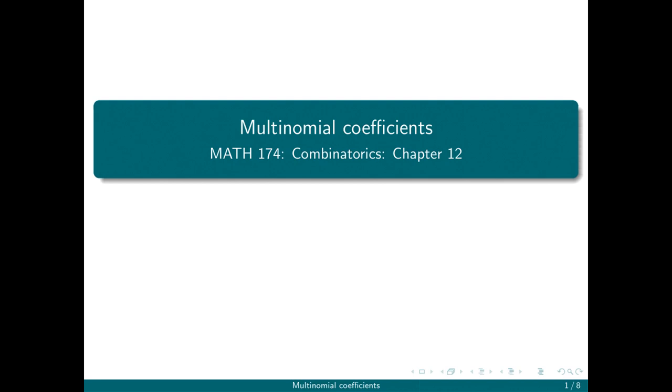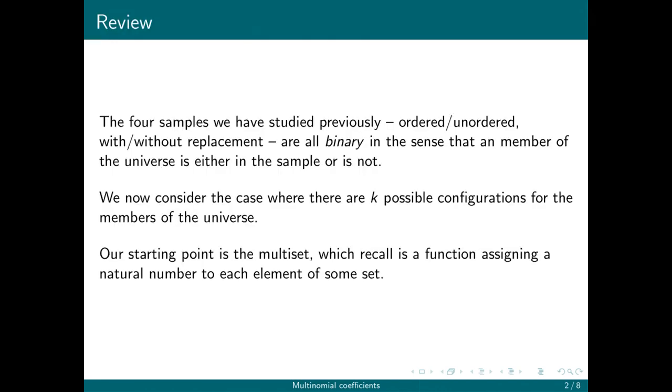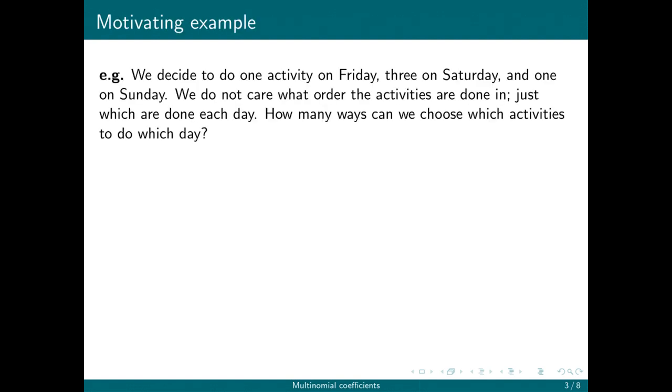In this video, we're going to generalize the idea of a binomial coefficient into something called a multinomial coefficient. The four samples we've studied previously, ordered, unordered, with replacement, without replacement, are all binary in the sense that a member of our universe is either in the sample or not. So we're now going to think about samples where for each element in the universe, we can assign them one of k possible configurations. And so where we're going to start with that is with the multiset, which, if you remember from the last video, is a function that assigns a natural number to each element of some set.